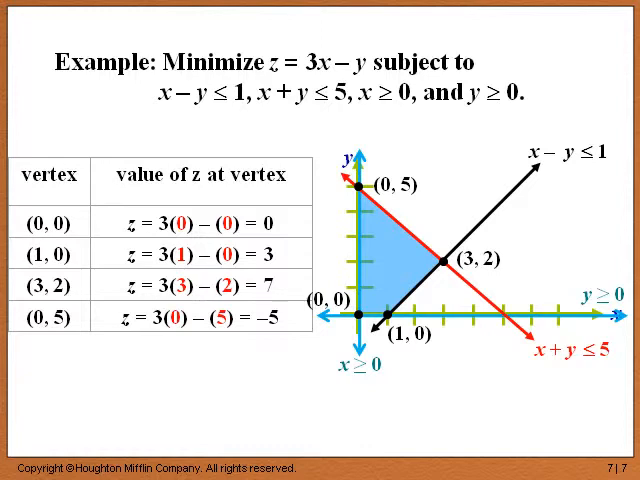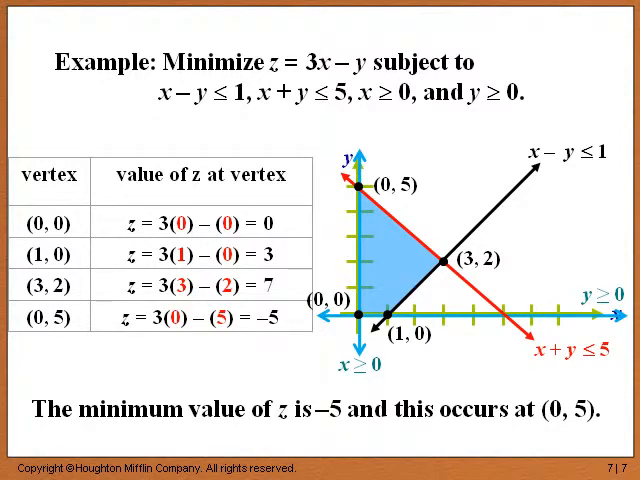So for the vertex 0, 0, I get a z value of 0. For the vertex 1, 0, I get a z value of 3. For the vertex 3, 2, I get a z value of 7. For the vertex 0, 5, I get a z value of -5. Now, since we're trying to minimize, you can clearly see which is the smallest z value, and the smallest z value is -5. The minimum value of z is -5, and this occurs at the vertex 0, 5.